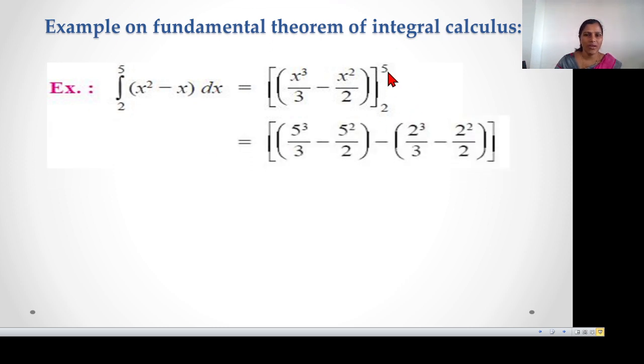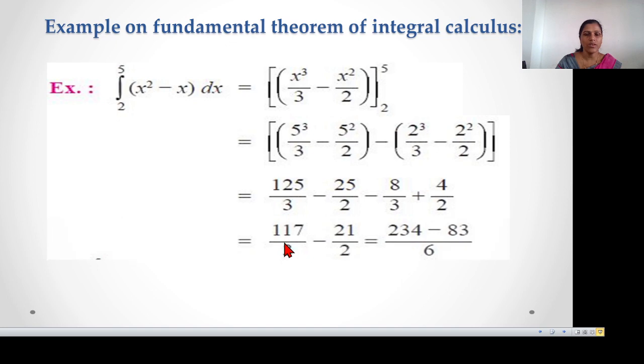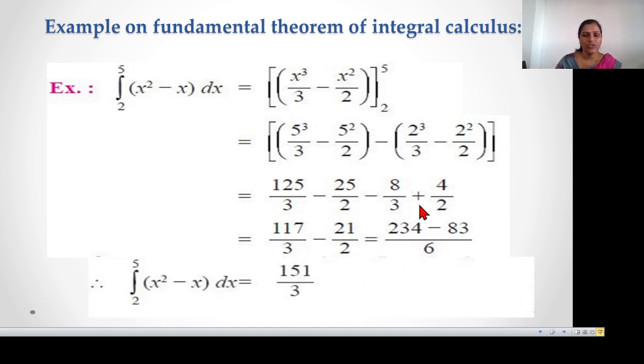So after applying the upper limit, we get this value, minus the value we get after applying the lower limit. Replace only this x with the upper limit first and then the lower limit later. Then we get a calculation like this. After doing the calculation, we get this term, and then afterwards this term, and in the final calculation, the term that remains is only 151 divided by 3. So the integral from 2 to 5 of x square minus x dx is equal to 151 divided by 3.